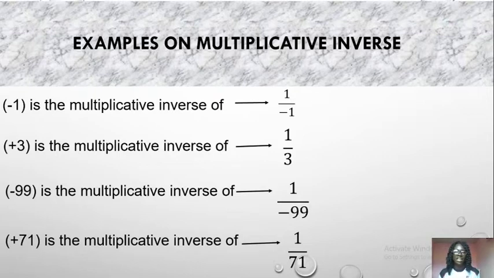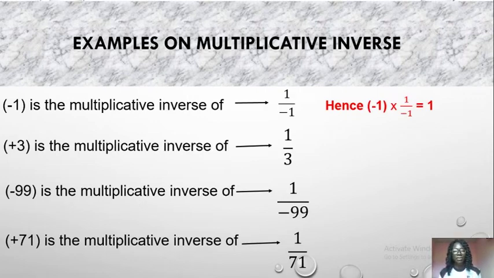Now, for the multiplicative inverse, for you to be sure that your answer is correct, you have to get 1. Okay? When you multiply these two numbers together, your result has to be 1. For the additive inverse, when you add these two numbers together, your result has to be 0. And for the multiplicative inverse, when you multiply these two numbers together, your result has to be 1.